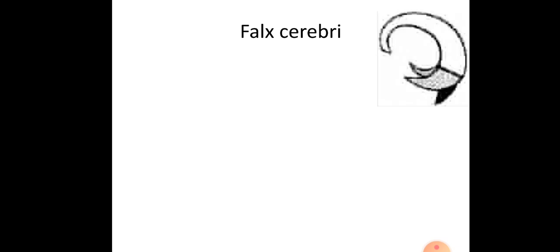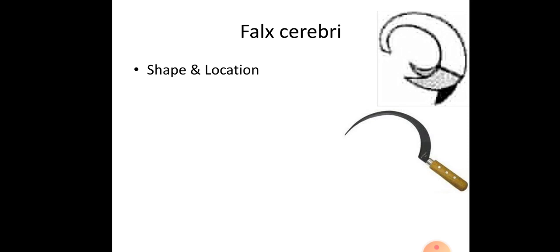Now about the falx cerebri. You should know the shape and location. The shape is similar to this one. This is the falx, the sickle shape, with a narrow anterior end and a broad posterior end. The narrow anterior end is attached to the crista galli; refer to your cranial fossa. The broad posterior end is attached to the superior surface of the tentorium cerebelli.